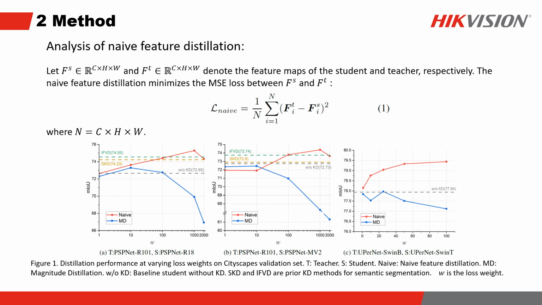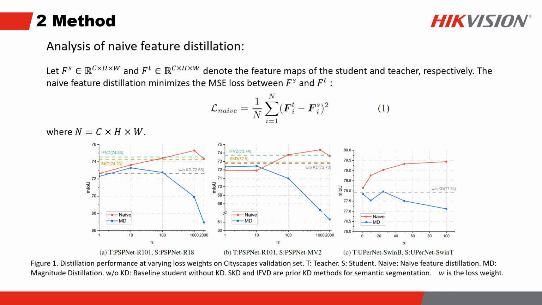The naive feature distillation minimizes the MSE loss between FS and FT. FS is the student feature, FT is the teacher feature. As shown in Figure 1, we found that the naive feature distillation is able to achieve good results and even surpasses some well-designed approaches for semantic segmentation. However, its performance is sensitive to the loss weight.